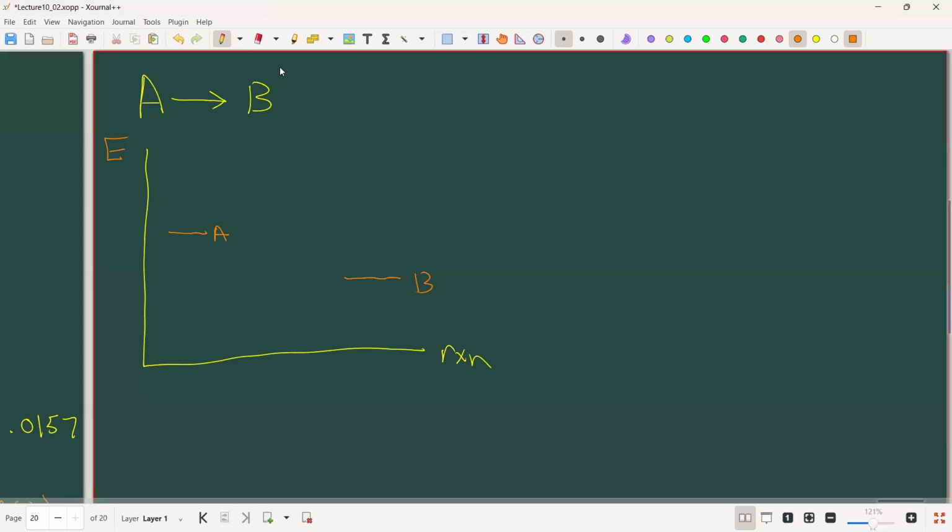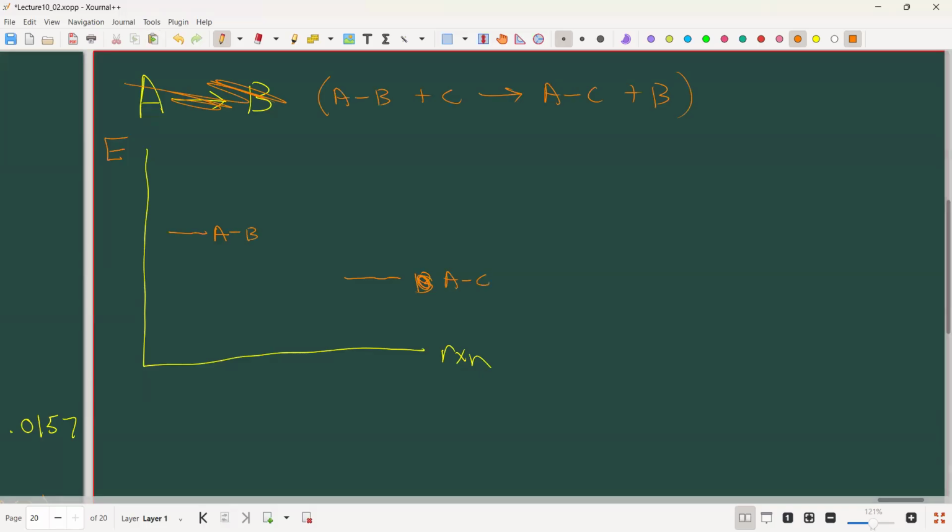Maybe it's better to think about this like this instead. AB plus C goes to AC plus B. I think that's a better reaction for this. So this is AC and this is AB. Okay, so what I'm going to do is break AB and then replace B with C. All right, and what I'm going to assume is that the AB bonds and the AC bonds are harmonic initially. Right, so they have a harmonic potential, which is a parabola.